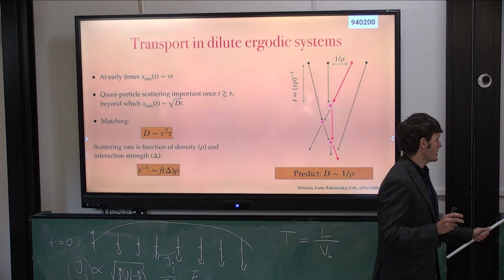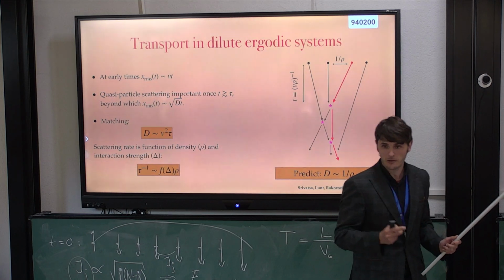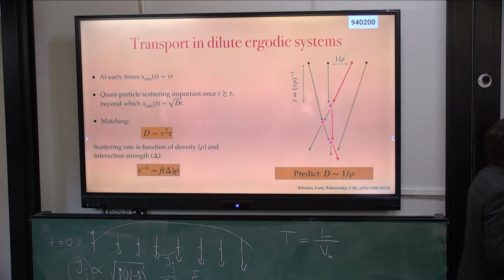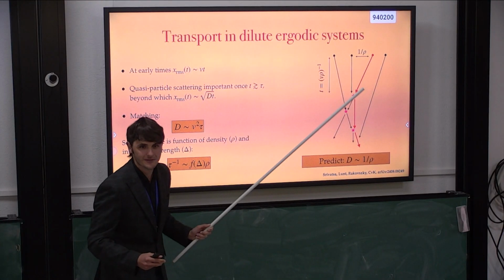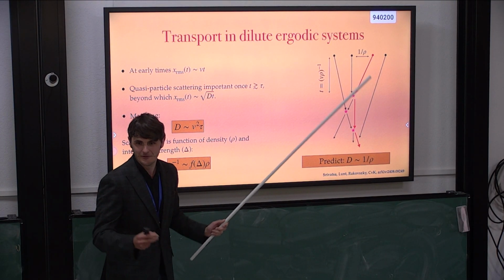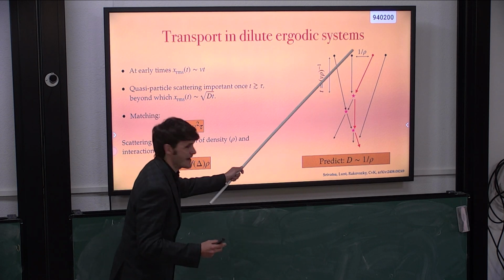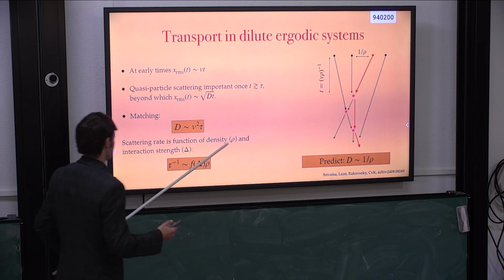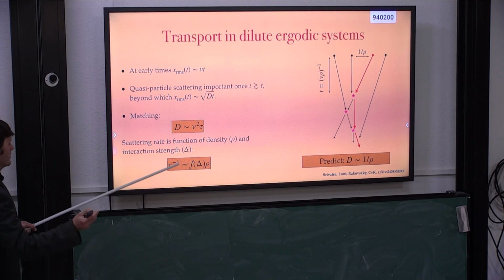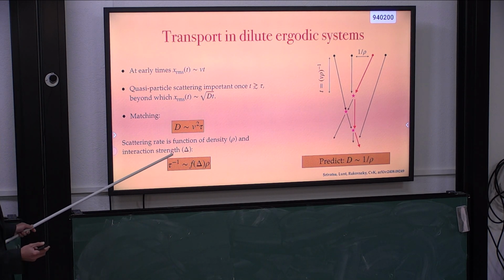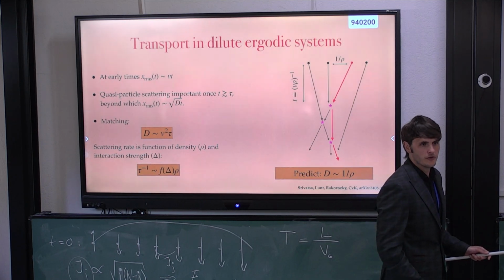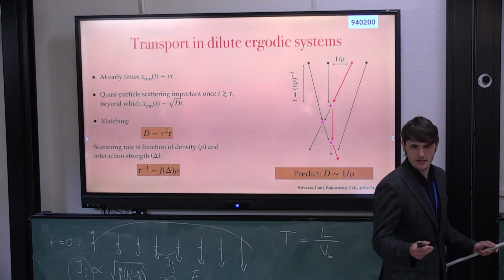So we probably need to understand how the quasi-particle lifetime depends on the density. And this is sort of blindingly obvious. You see that there's a distance 1 over rho between the quasi-particles. So the amount of time that it takes for the quasi-particles to hit one another is that divided by v, a typical velocity scale in the problem. So that tells us that the quasi-particle lifetime, or in this case I've written it as a scattering rate, is proportional to rho. So in other words, the lower the density, the lower the scattering rate.